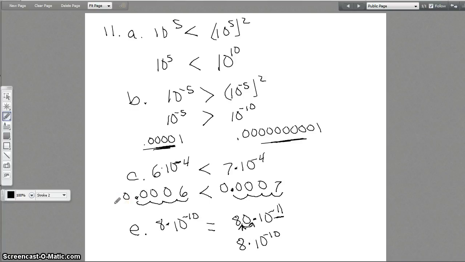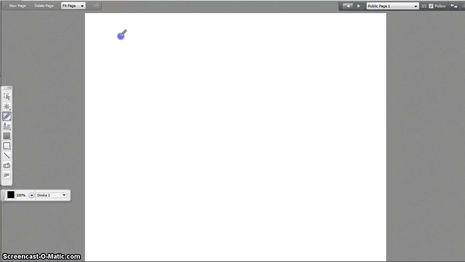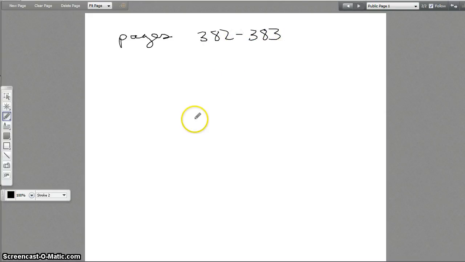Now, if you do not remember what I recommended in class before you start working on these problems, go to pages 382 through 383 and copy down all of the exponent rules onto a note card that you have next to you while you're working through these problems so that you don't forget how these work.